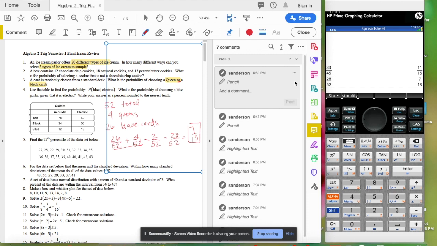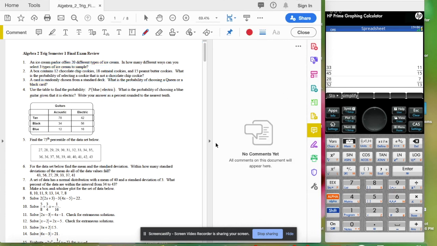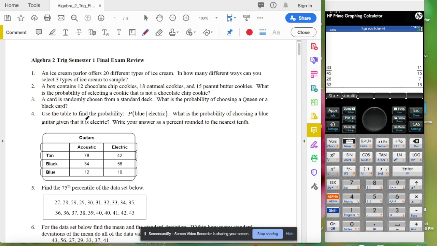Lastly, we are going to do number 4. It says use the table to find probability, blue and electric. So what is the probability of choosing a blue guitar given that it is electric? In this case, we're just going to be looking at the blue column as well as the electric.